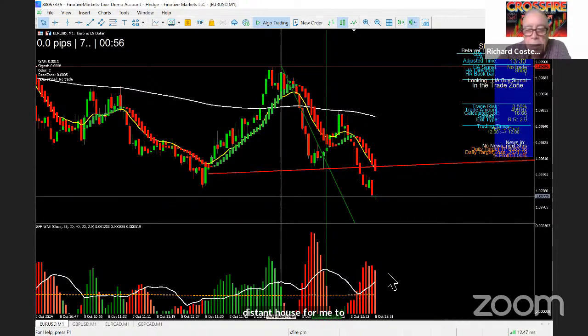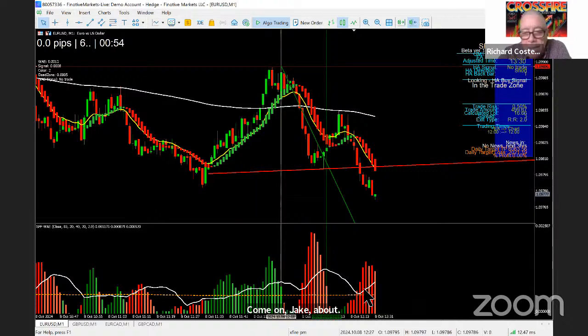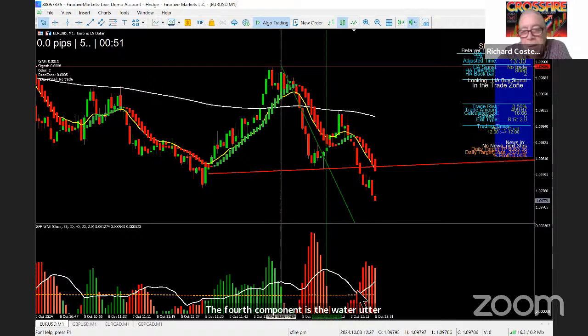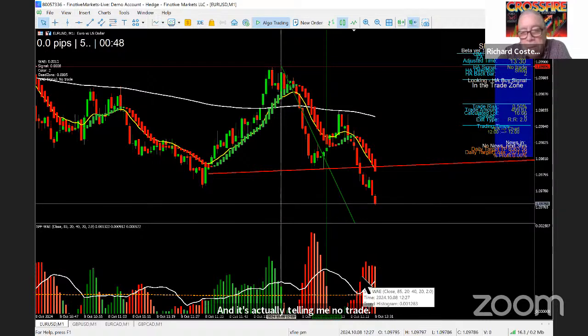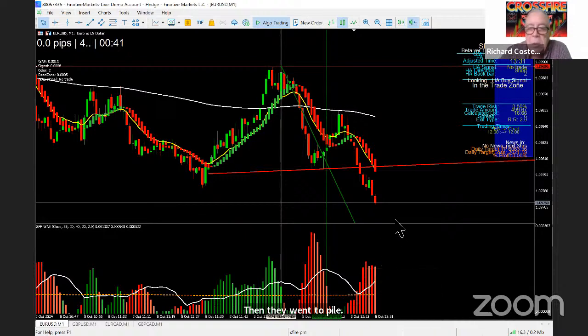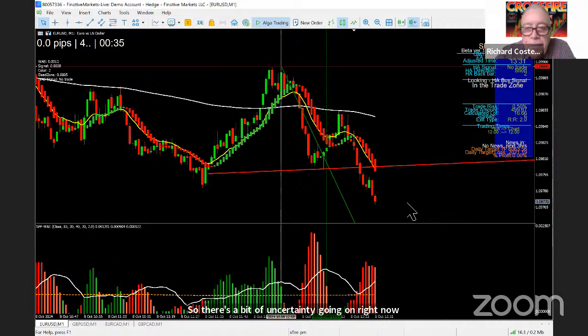The fourth component is the Wada Atta, and it's actually telling me no trade. There's a bit of fluctuation. The histogram bars were dark red, then they changed to pale, then they went dark, then they went to pale. They've moved down. So there's a bit of uncertainty going on right now, so I wouldn't get in for that first sell.